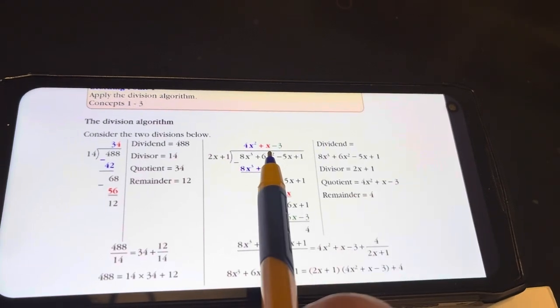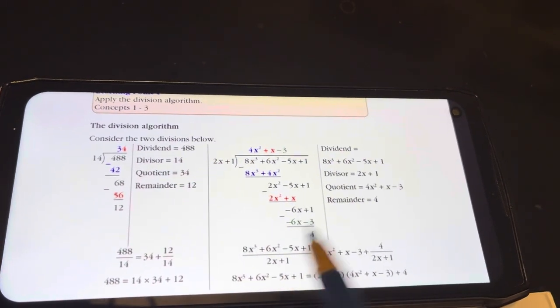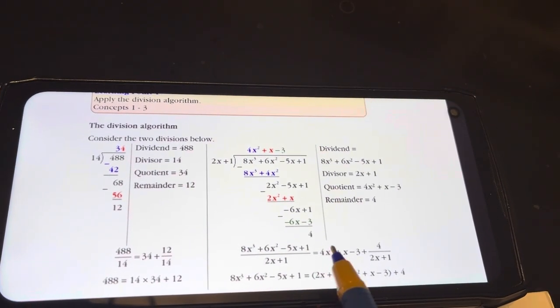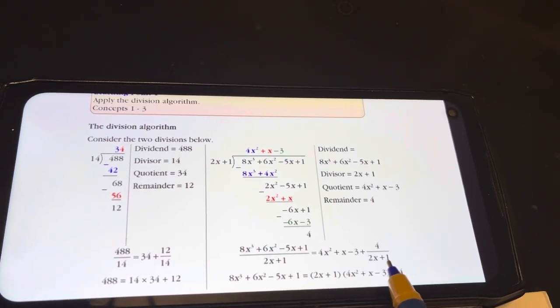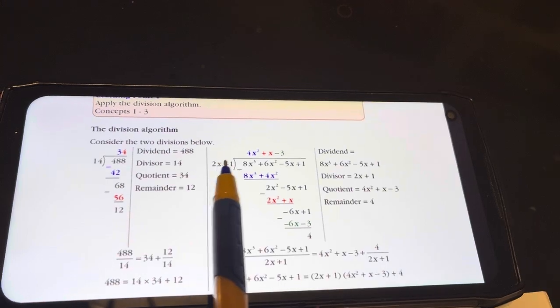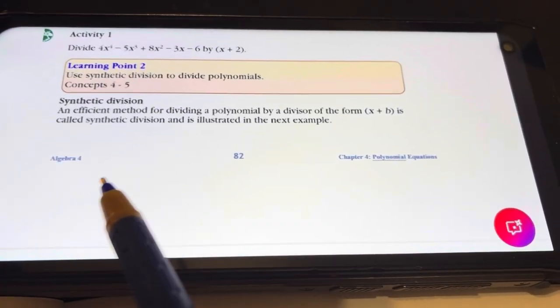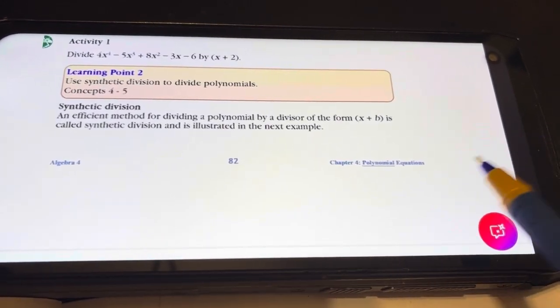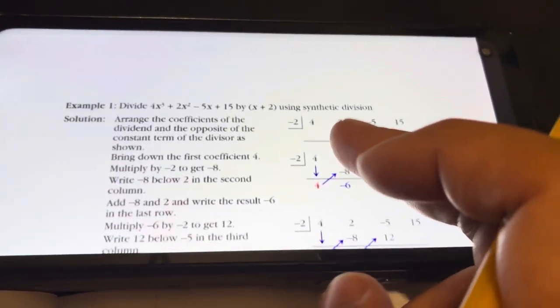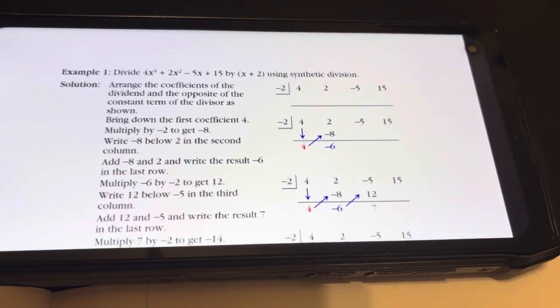So dividing this equation by this, 2x plus 1, will give you this equation plus 4 over 2x plus 1. 4 is the remainder over this. Learning point 2 is explaining the synthetic division, which is a method used to divide polynomials. So here this example will illustrate it.